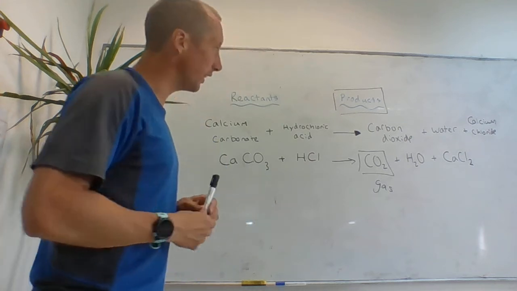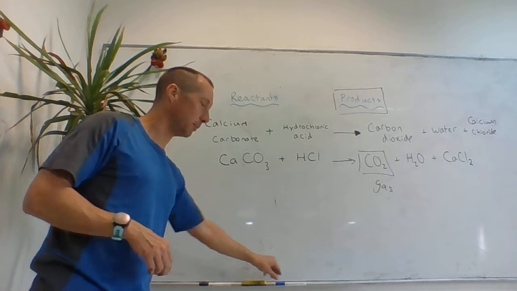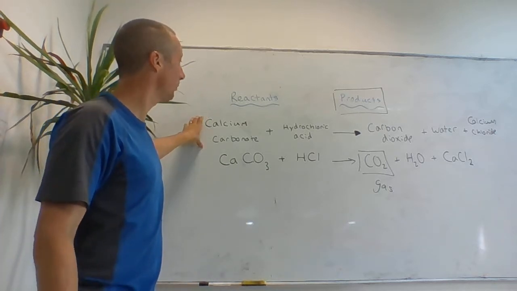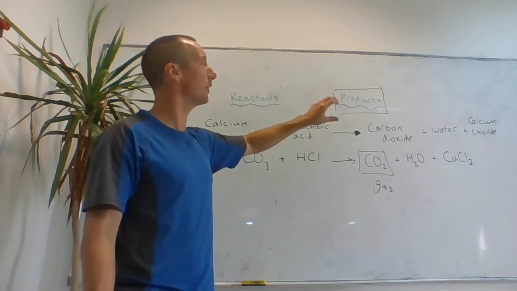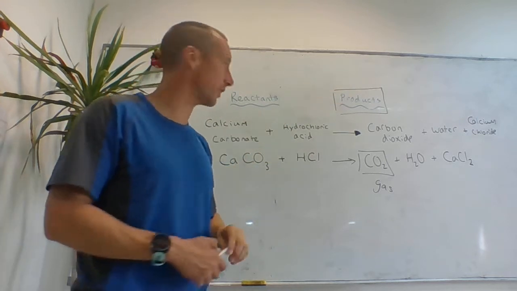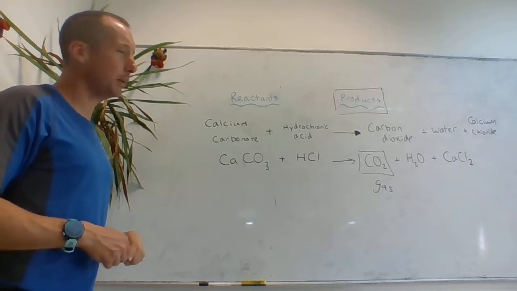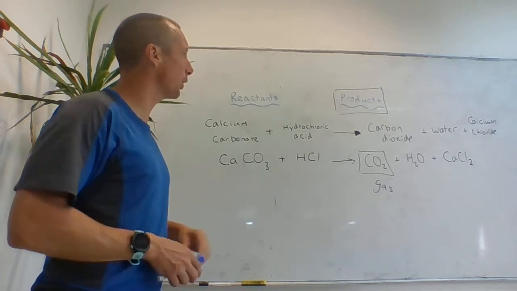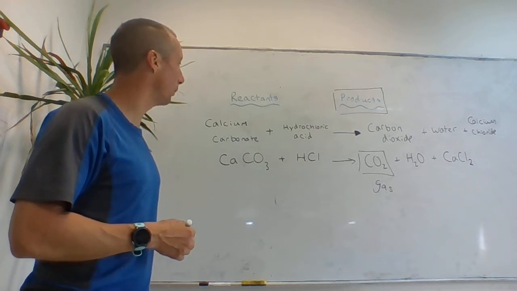Now, before I go any further though, I've got a bit of bad science on the board at the moment because I had a word equation, which is all correct. Calcium carbonate plus hydrochloric acid gives carbon dioxide, water and calcium chloride. But my symbol equation is not correct because it's not balanced. And as we look at it, you should be able to pick out which elements we've got a problem with.